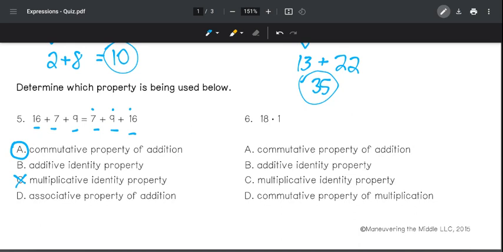Number 6, 18 times 1. That means it's still 18. So if I started as an 18, I'm still an 18. If I'm Mrs. Knies solving problem number 1, I'm still Mrs. Knies solving problem number 6. What that means is my identity has not changed. Okay, so it's either B or C, but I have to look at that symbol in the middle, and there's a multiplication sign, so the answer is C.